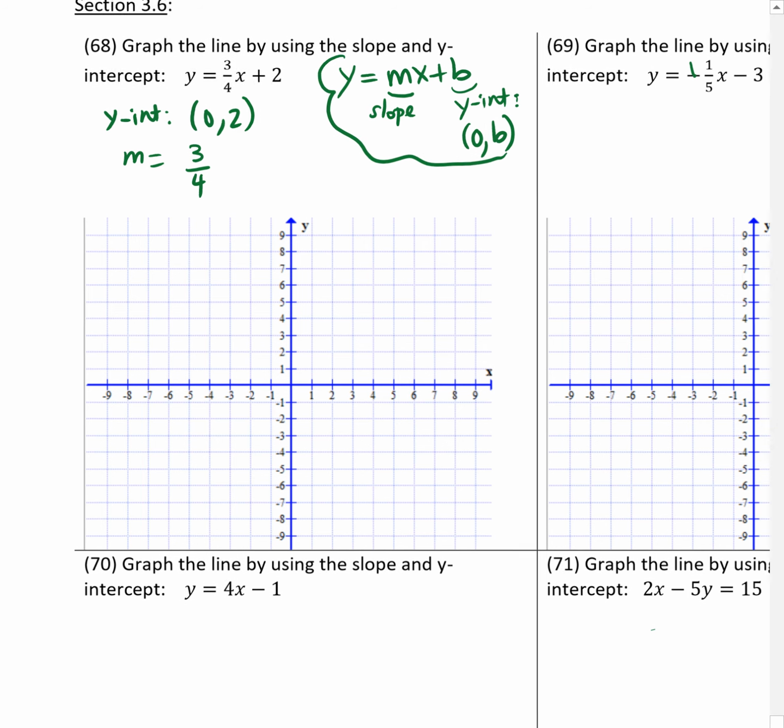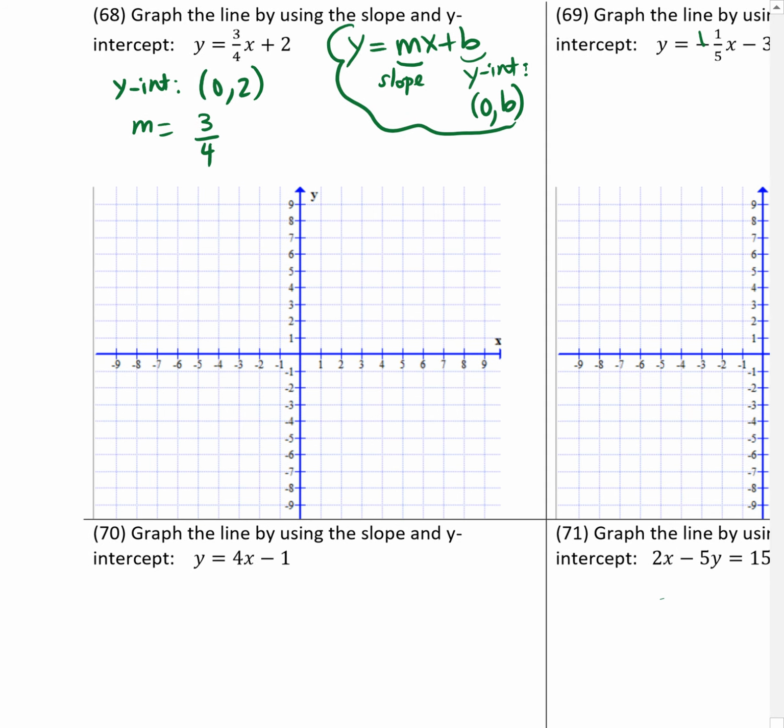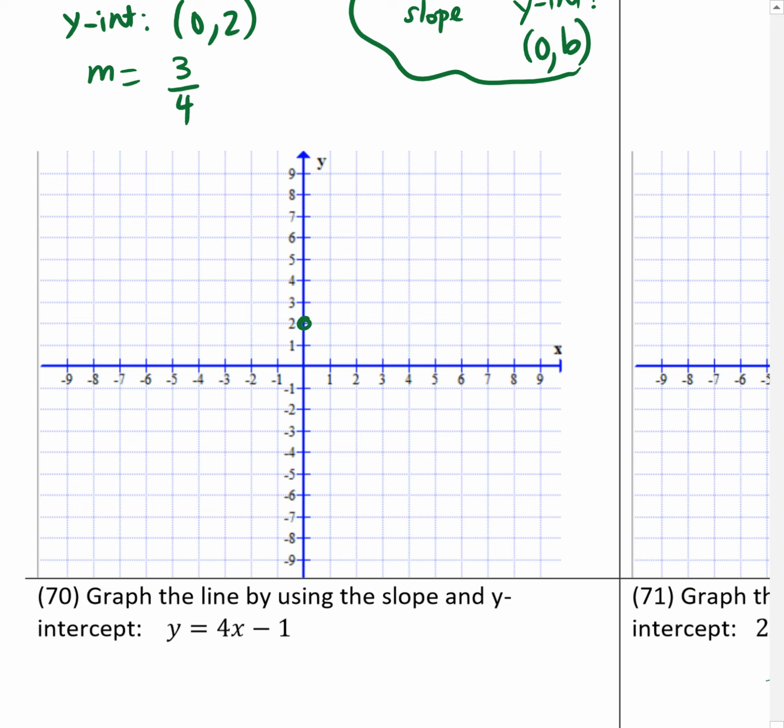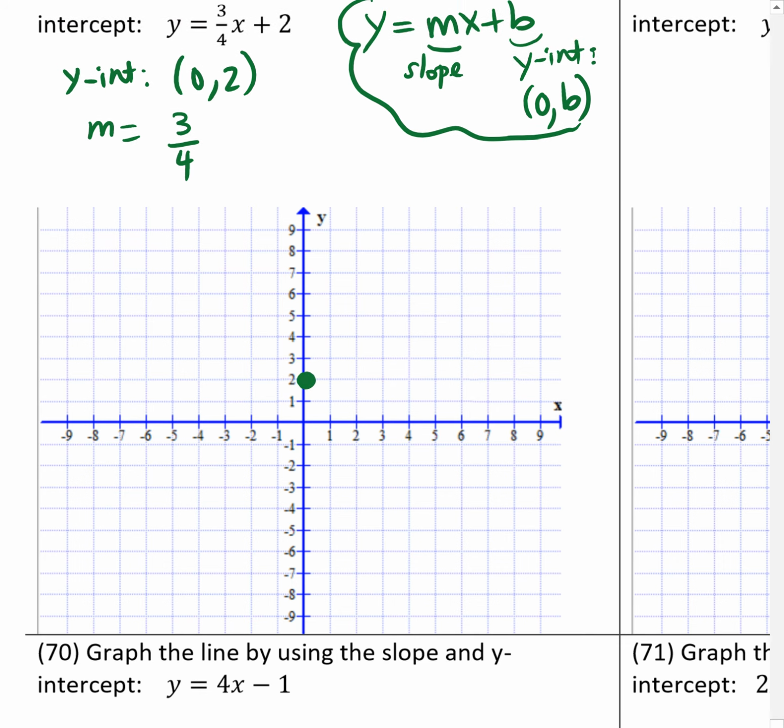But remember, you want to start with the y-intercept, so I'm going to plot that point first. 0 comma 2, that's right here. And then from there, I only need one other point. I'm going to rise and run with the slope tells me to rise and run. So the numerator of the slope is 3. That means I'm going to rise 3 from the point I just drew. 1, 2, 3. If I go up 3, I'm landing right here.